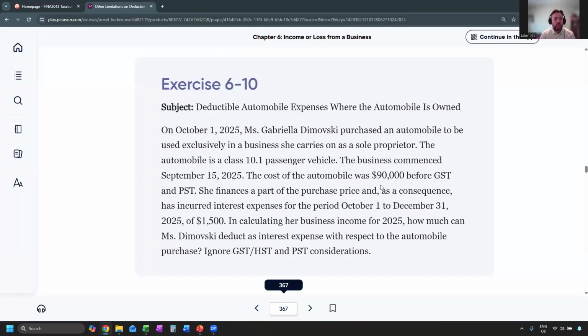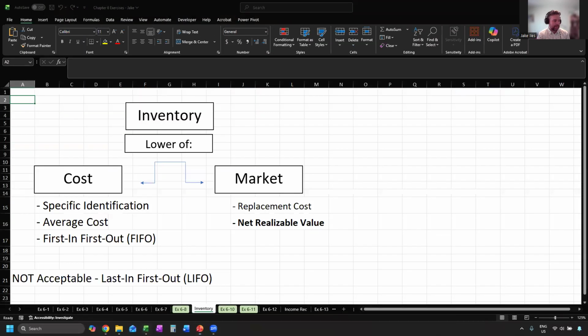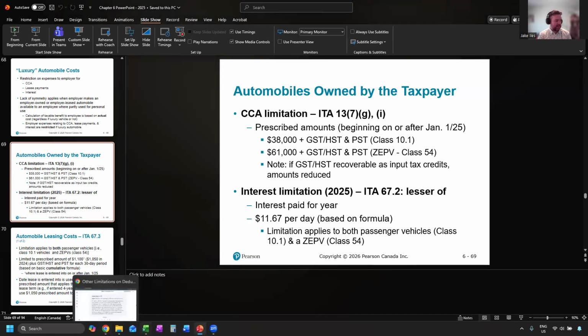So the question's only asking about the interest, but I'm going to go through both of these expense limitations. The CCA on the vehicle, it maxes at 38,000. So even though the car cost $90,000.